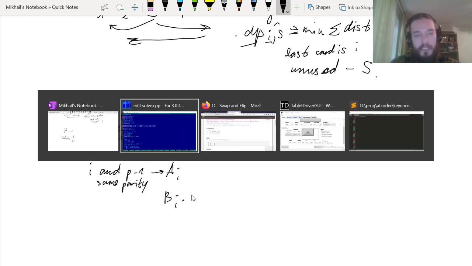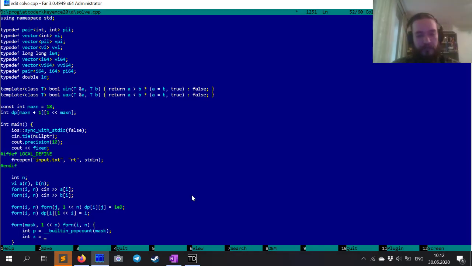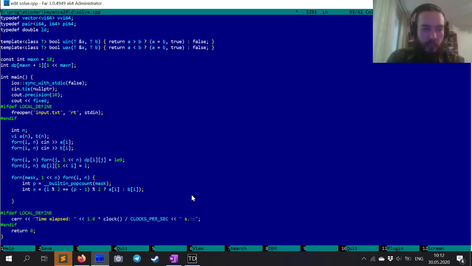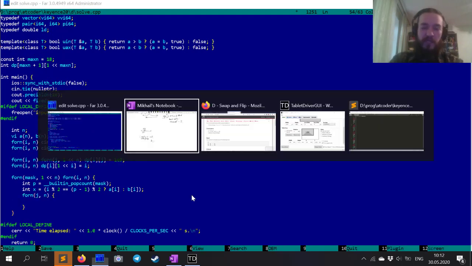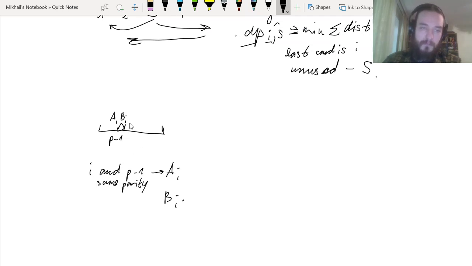Okay, so let's put this down. If I modulo 2 is equal to P minus 1 modulo 2, then we should have AI. Otherwise we should have BI. Okay. So now let's try all options of the other card, the card that goes immediately after that.